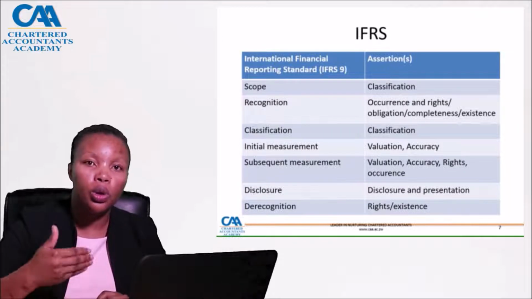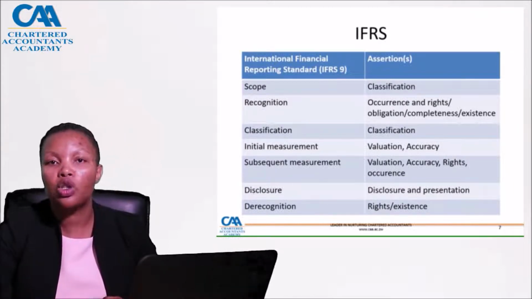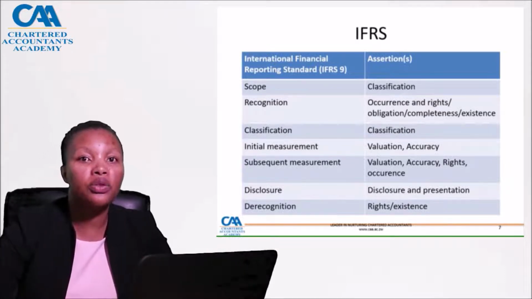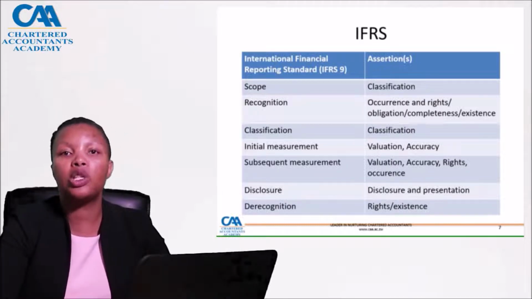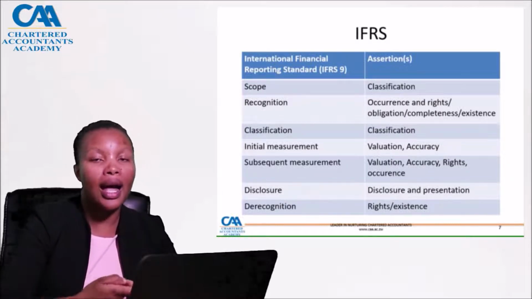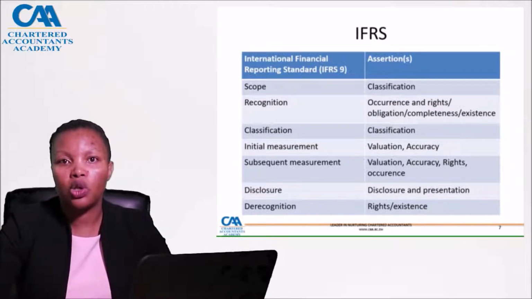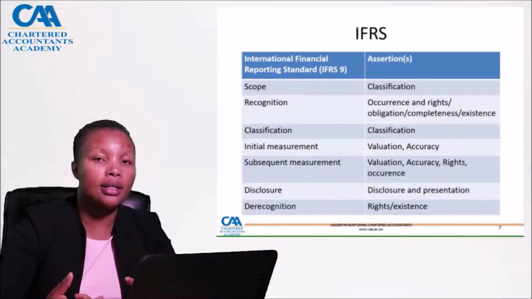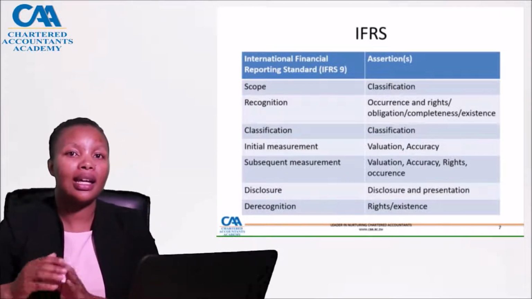So you find that when you look at your scope, that is the classification, that's the assertion. So management is saying that we have called it inventory because it is correctly classified as inventory. It is within the scope of IAS 2. So remember, inventory is an assertion. So we're saying we incurred this, it is an asset, and it is inventory under assets. It is not an expense.